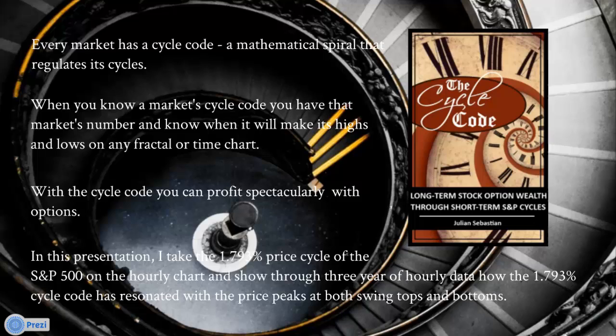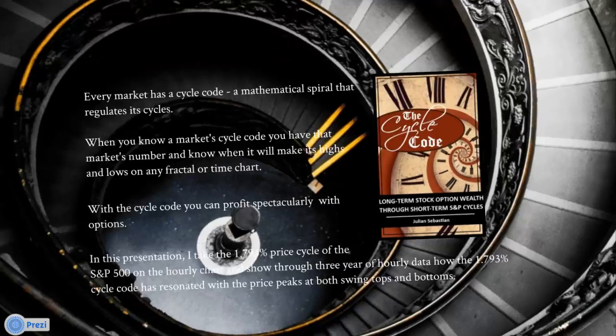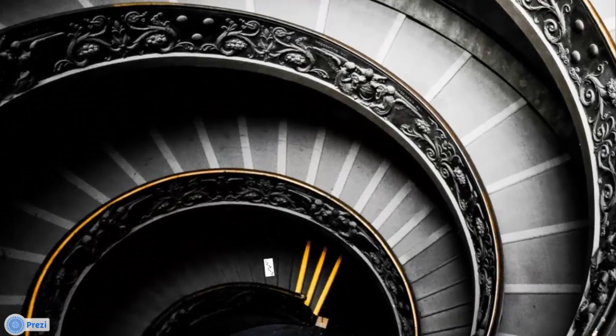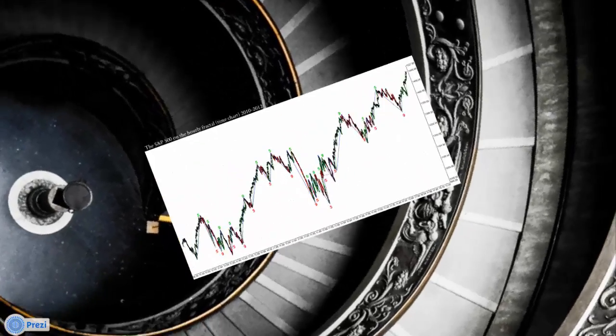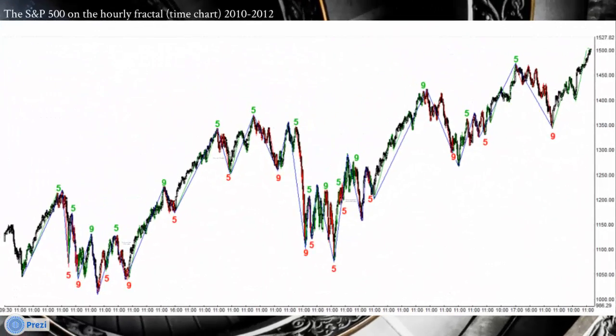More about that later. In this presentation, I'll take the 1.793% price cycle of the S&P 500 on the hourly chart, and I'll show through 3 years of hourly data how that 1.793% cycle code has resonated with the price peaks at both swing tops and bottoms. We're going to take a look at the bird's eye view of this 3-year period. This again is the S&P 500 hourly chart.